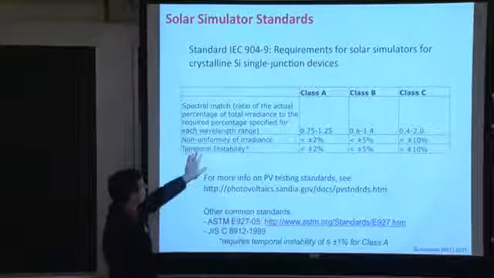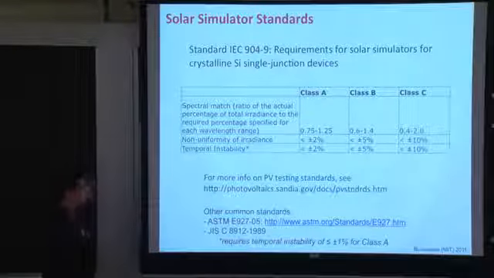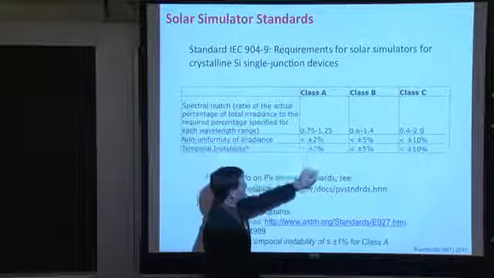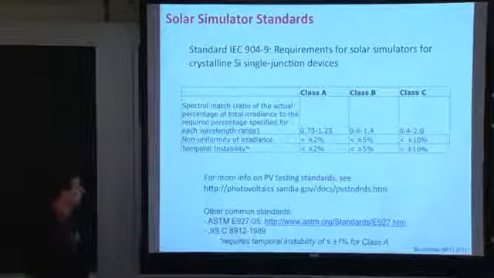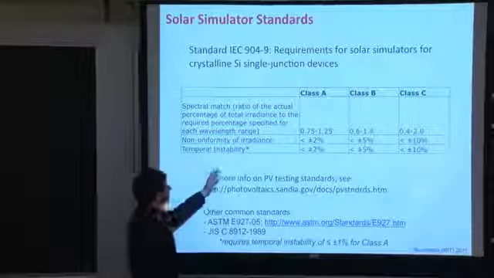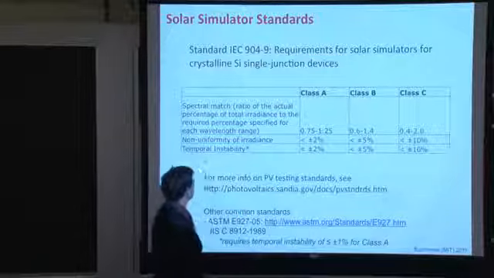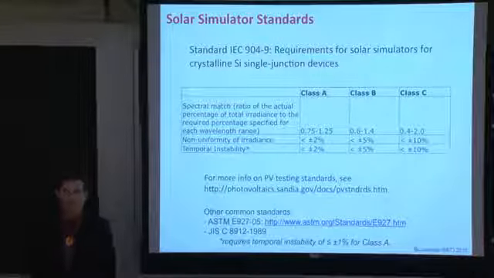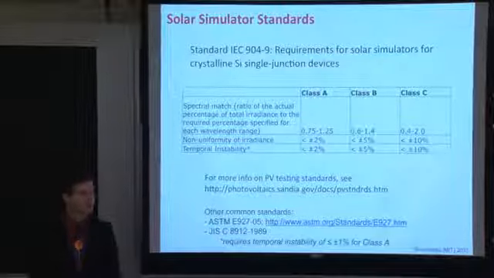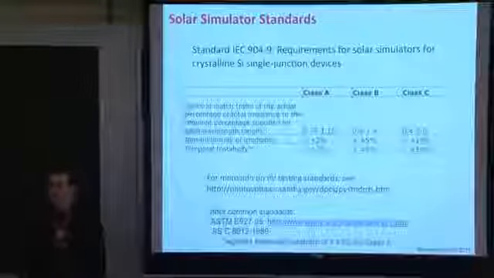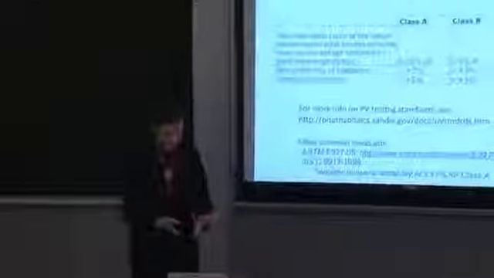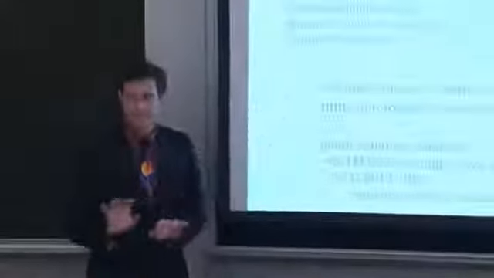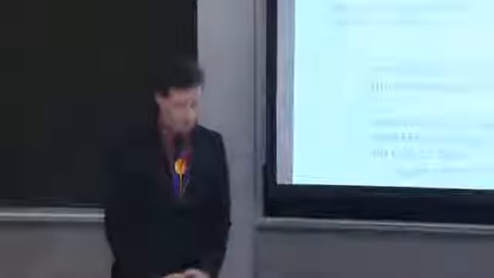We have the spectral match, or spectral fidelity. We have the non-uniformity and the temporal instability. Class A solar simulators have relatively tight specs, but you'll still notice here that the non-uniformity of the irradiance is plus or minus 2%, and the temporal instability plus or minus 2%. This is where you start to see some of those error bars on the record efficiency measurements, right? So if a laboratory has a very good handle on its standardized or reference solar simulator, it will be able to calculate these effects and estimate their impact on the actual solar cell efficiency measurement.